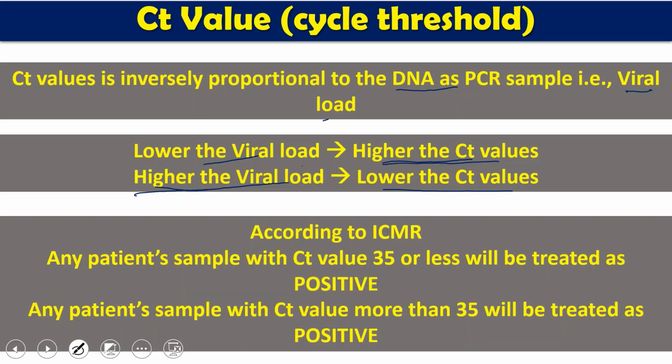So according to ICMR, if any patient's sample has a CT value of 35 or less, meaning 35, 34, 33, 30, 20, 18, anything less than 36, it is treated as positive. Whereas any patient whose CT value is more than 35 will be treated as negative. So 35 is the threshold value currently set by ICMR. Previously it was 24.